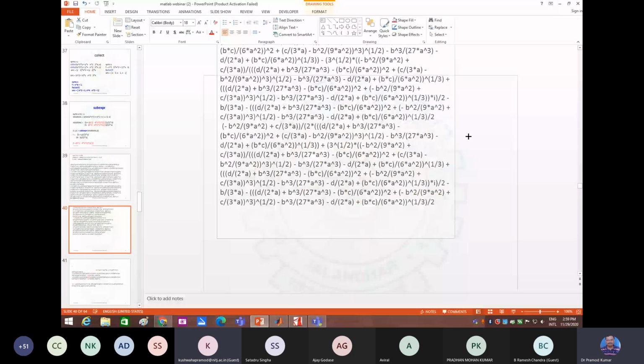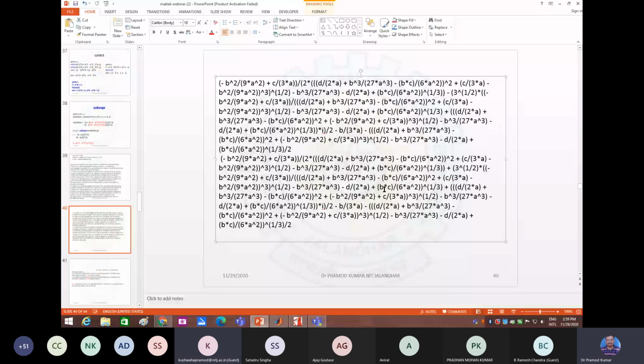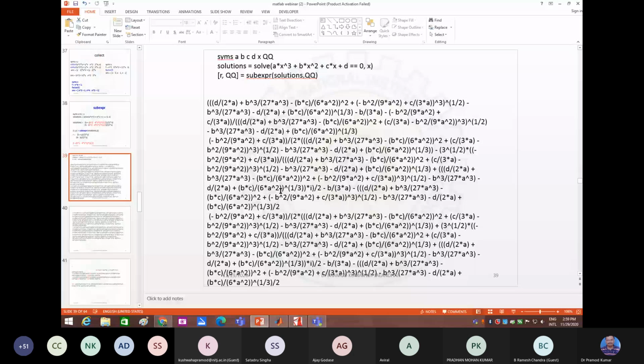This is the solution of that equations. Okay. Now we want that certain things are common, and that certain things should be taken outside, and that will be this QQ term we denote, and you will find that this expression will be reduced.